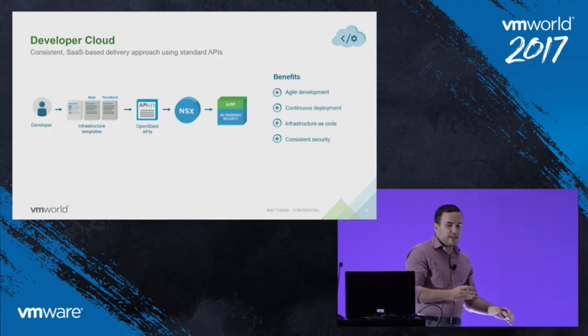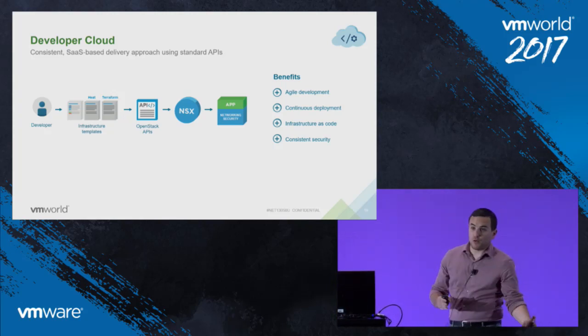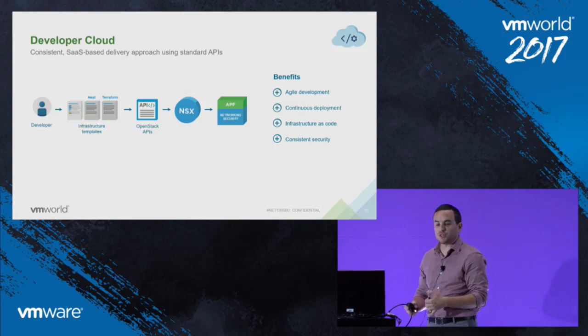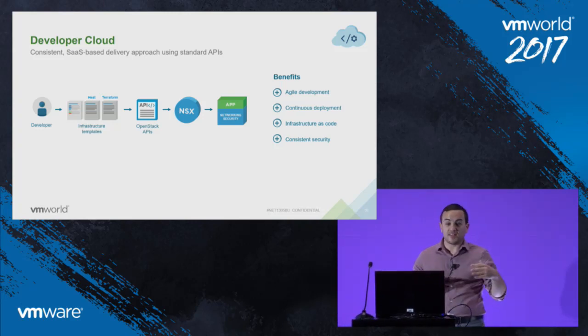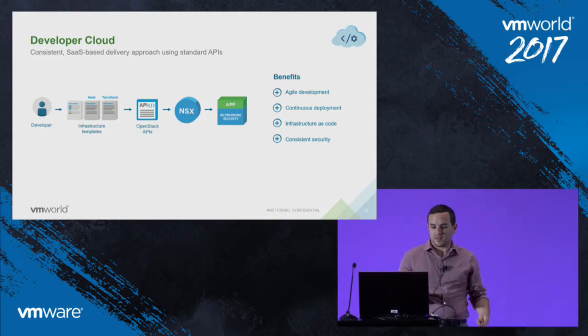So there's a couple of related outcomes here, depending on if we're talking about developers themselves or if we're talking about DevOps teams. And that's an organizational thing. It depends on what your organization looks like. For developers, the goal is to provide a consistent SaaS-based delivery approach using standard APIs.